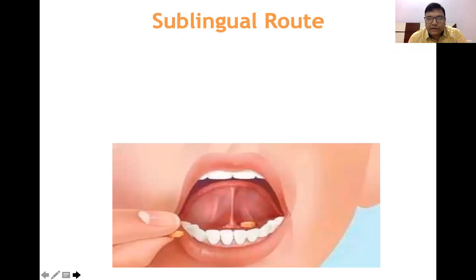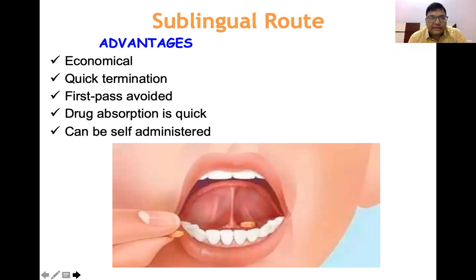Next, we have the sublingual route. The advantage of sublingual is it's economical. Quick termination can be done. Suppose a patient is having angina, we take nitrates by sublingual route. Then, after the pain is subsided and we have the tablet left below our tongue, we can spit out the tablet. And by this route, the drug gets absorbed into the circulation. So first pass is also avoided. So lesser amount of the drug will be required, and the drug absorption is also quick and it is self-administered. So these are the advantages.